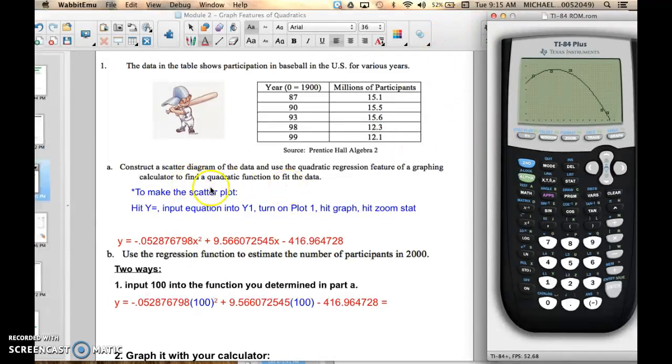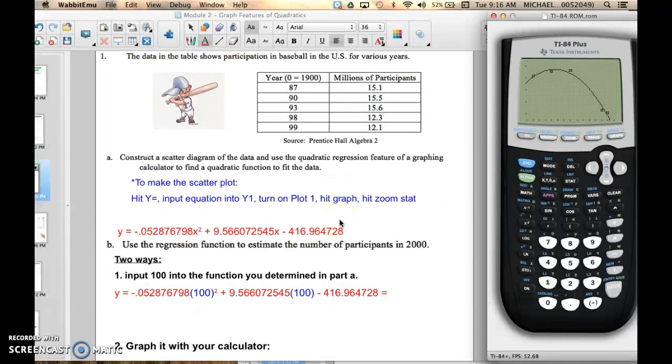I have made the scatter plot, I have found the regression equation that is the line of best fit for the information given. I didn't say this, but please make note that the year is the x values and the millions of participants are the y values. So the input is the x value. If I input 87 into my function here, it would spit out something close to 15.1 million. Same thing on the calculator.